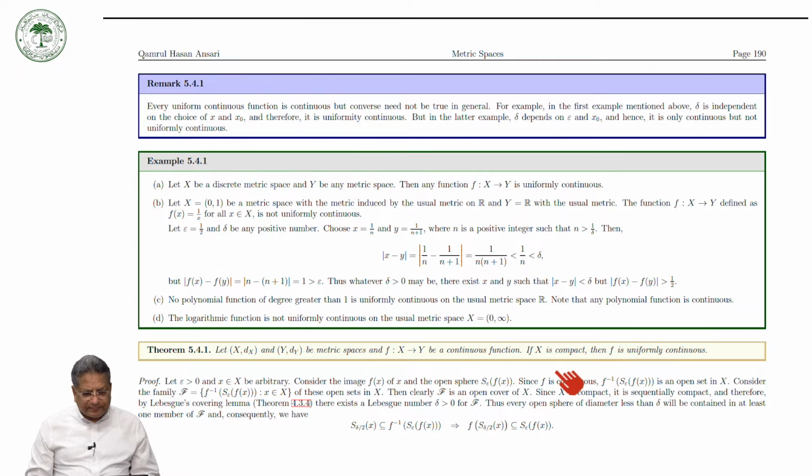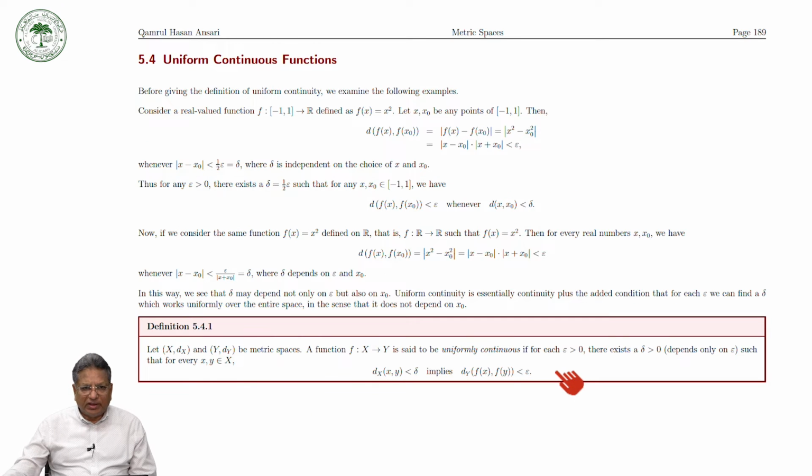Now we can see very easily that every uniformly continuous function is continuous, but the converse is not true in general. As we have seen in the previous example, both the functions are continuous, but this function is uniformly continuous. Why? Because delta is depending only on epsilon but independent of x naught. And in the second example, delta is depending on epsilon as well as on x naught.